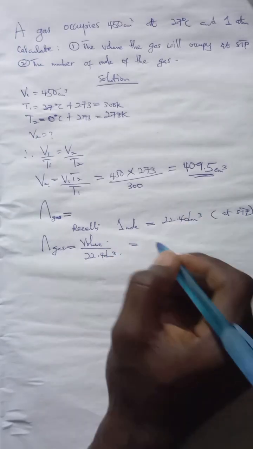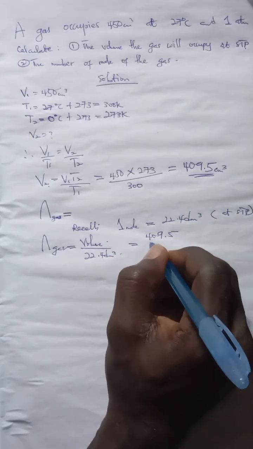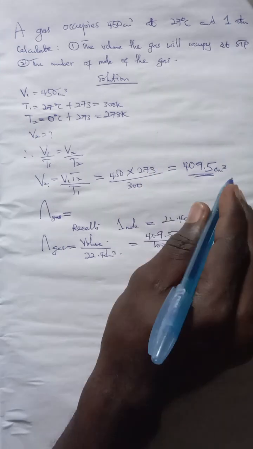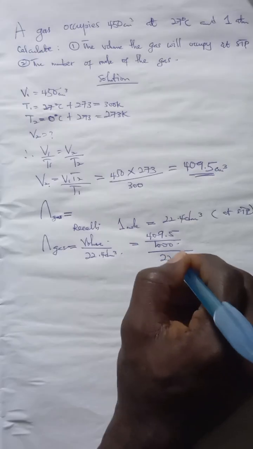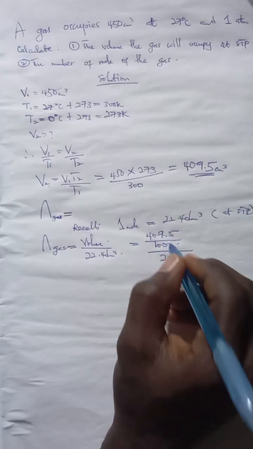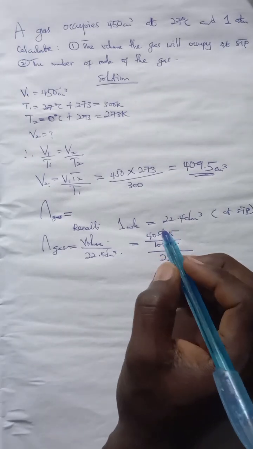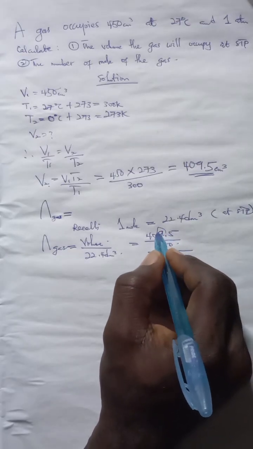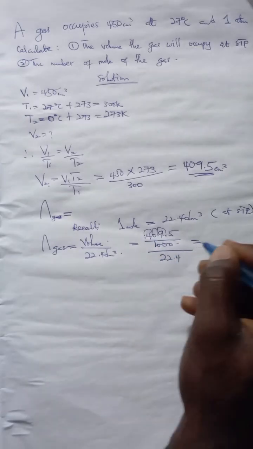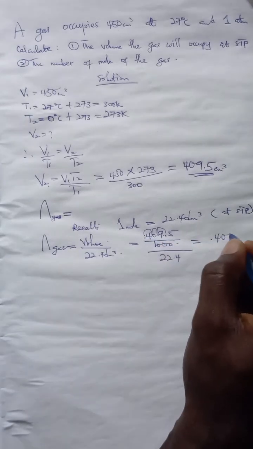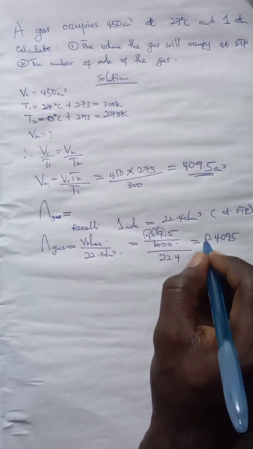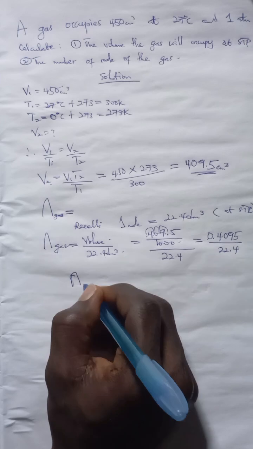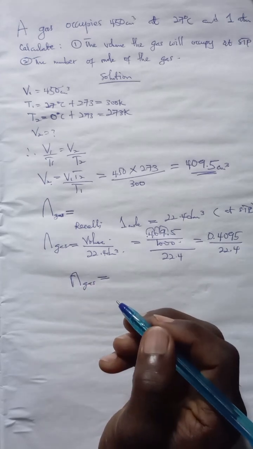So what's the volume here? 409.5, that we calculated for, but it's in cm3, right? So you divide it by 1000 to convert it to dm3. Then divide it by 22.4. JAMB student, you don't really need a calculator. What if the calculator is not functioning very well? How many zeros are there? 1, 2, 3. You move the decimal three places back, so your answer will become 0.4095. You put 0 before the decimal, then divide it by 22.4. So the mole of the gas N will now become that.